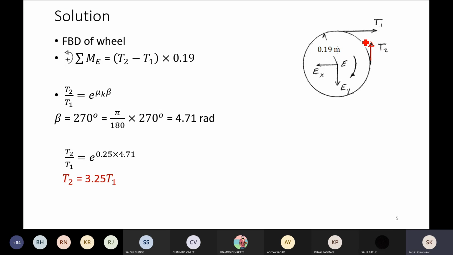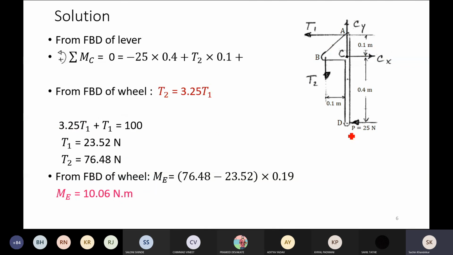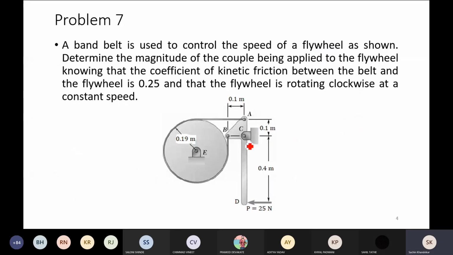Okay, so this is your tight side and this is your slack side. Right? And knowing this particular relation, how much is the total lap angle? This much is the total lap angle. That means 270 degrees. Convert that 270 degrees into radians. So this is 4.71 radians, and hence, using this particular relationship, we got the relationship between T1 and T2. So very quickly, let me finish. Then we are going to draw the free body diagram of this lever. So this is the lever.